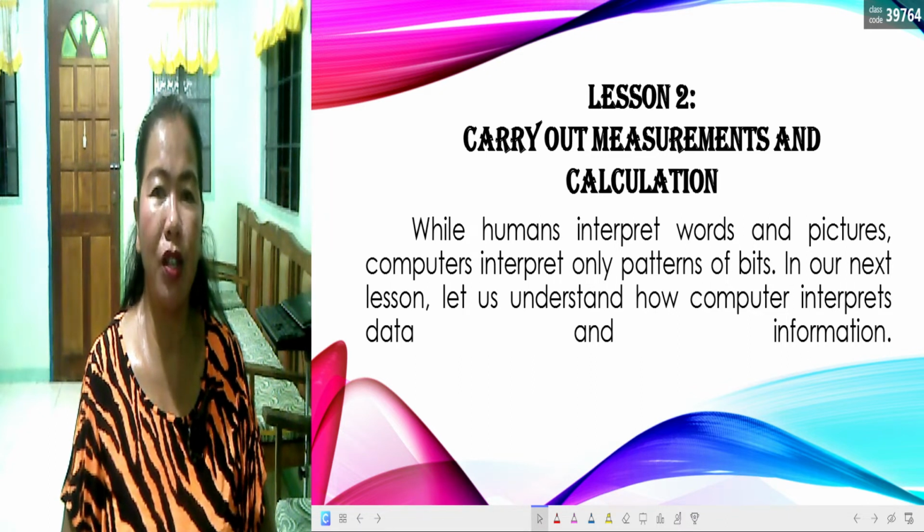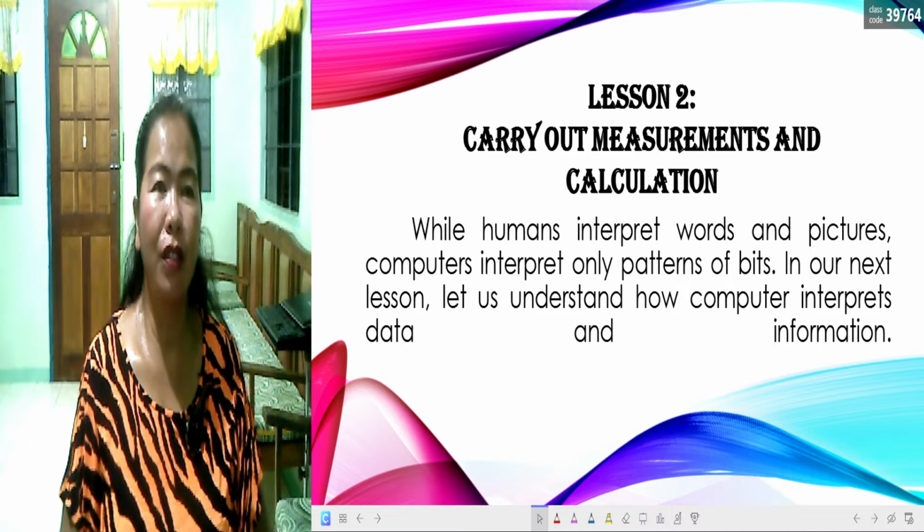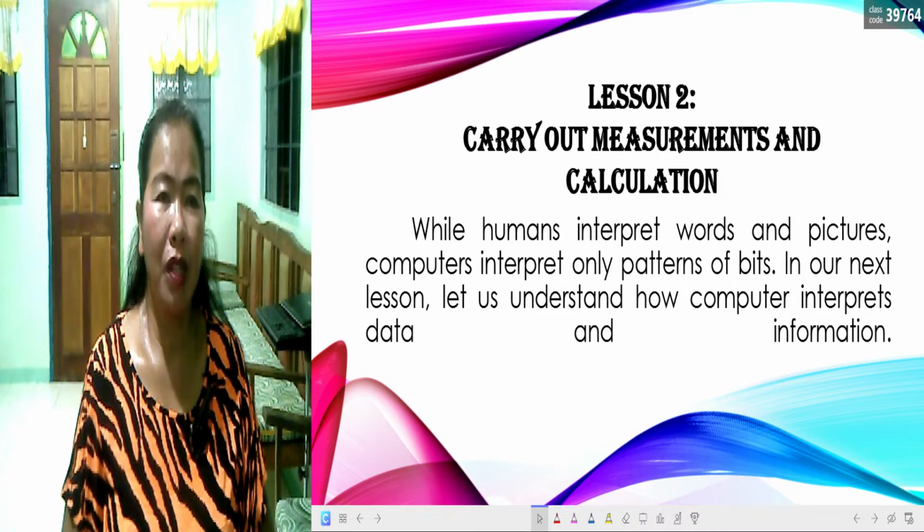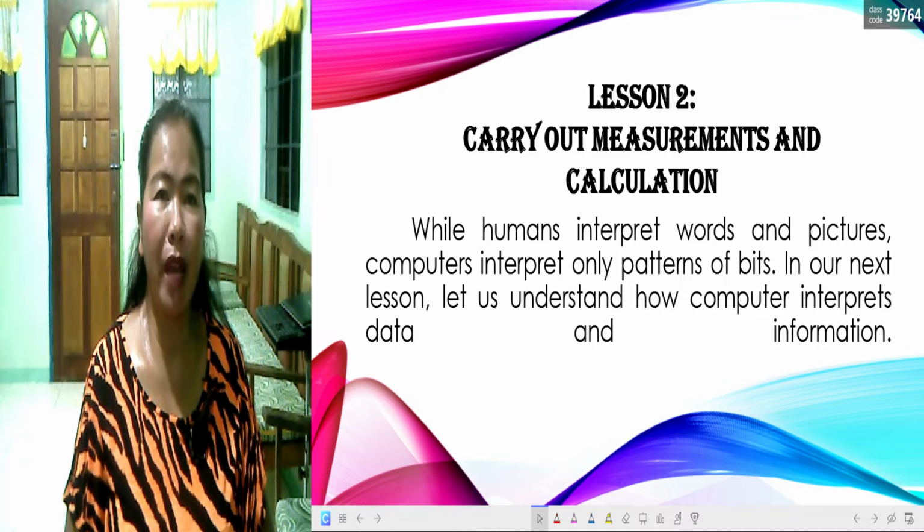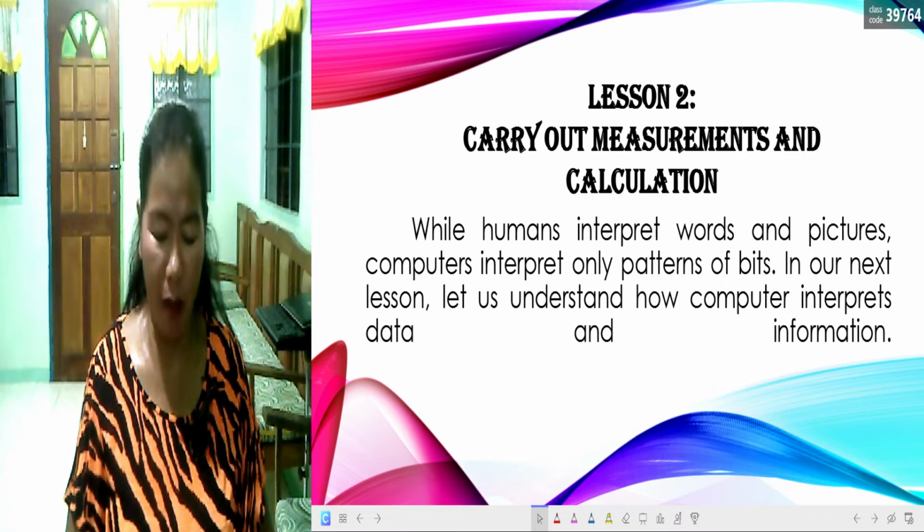Once again, Teacher Joy is back for lesson 2, which is entitled Carry Out Measurements and Calculations. While humans interpret words and pictures, computers interpret only patterns of bits. So in our next lesson, let us understand how computer interprets data and information.